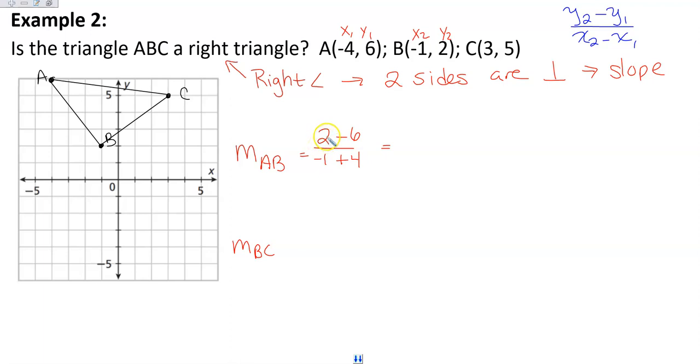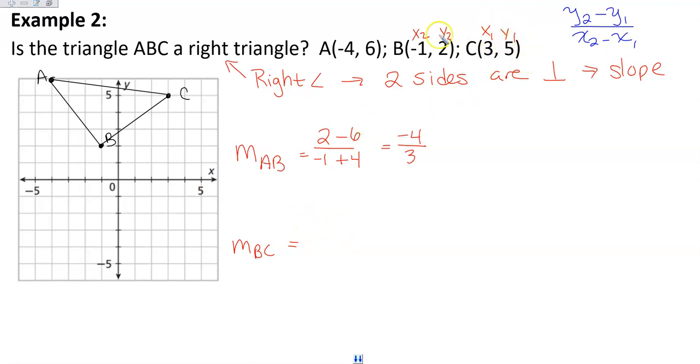So this is going to give me 2 minus 6 is -4. -1 plus 4 is a positive 3. So the slope of this is -4/3. All right, then we're going to look at BC, and I'm just going to leave B where it is, and we're going to change C to x1, y1.